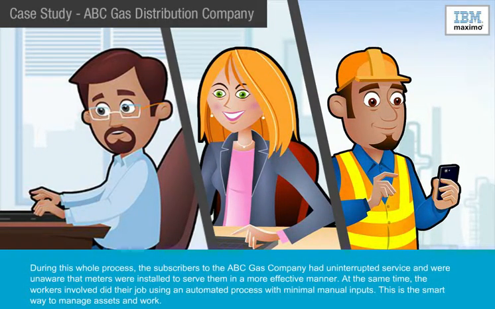During this whole process, the subscribers to the ABC Gas Company had uninterrupted service and were unaware that meters were installed to serve them in a more effective manner. At the same time, the workers involved did their job using an automated process with minimal manual inputs. This is the smart way to manage assets and work.